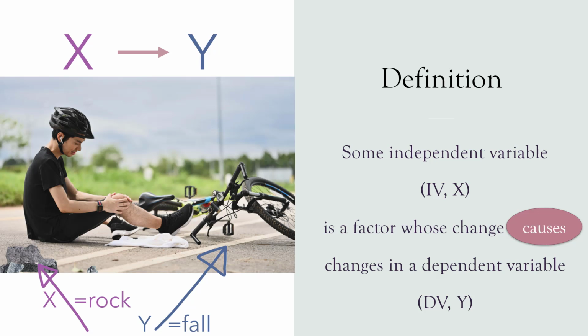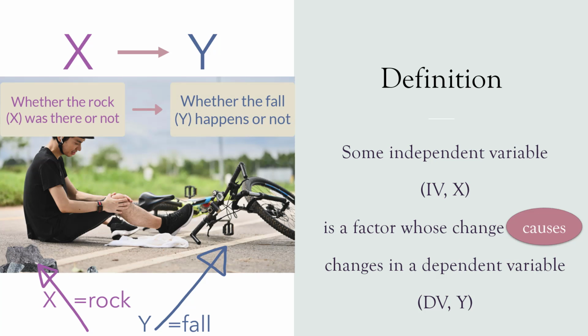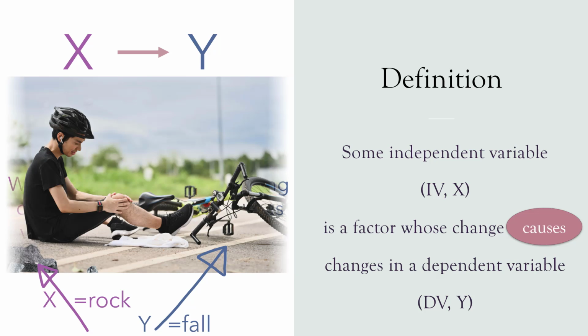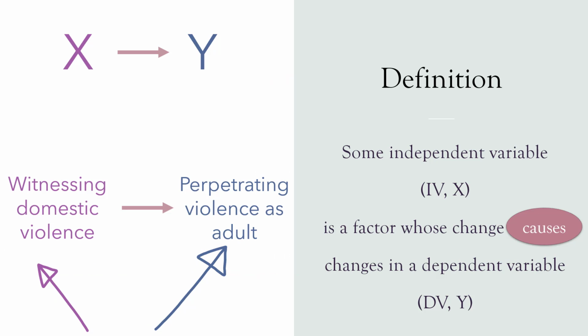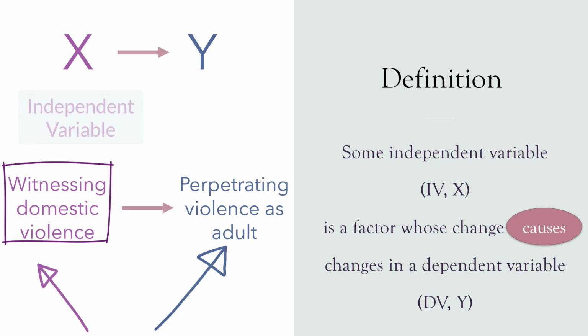The independent variable of a rock, whether it's there or not, is what we mean by changes in it. Whether it's there or not there is what determines whether the person falls or doesn't fall. Let's give another example, which is looking at witnessing domestic violence and whether or not that causes perpetrating violence as an adult. This is the example we're going to use for the rest of the presentation. Here, witnessing is the X, the independent variable, and perpetrating violence as an adult is the dependent variable.